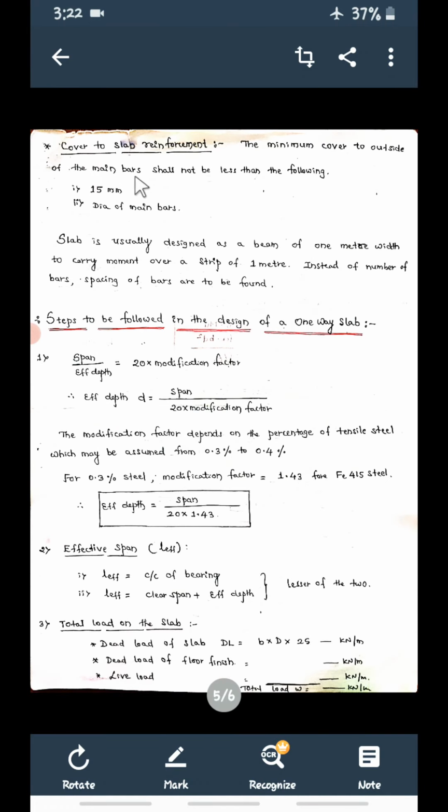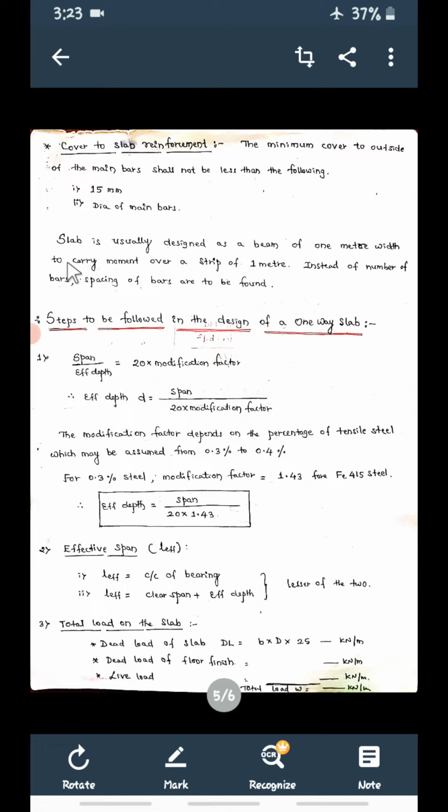Then cover to the reinforcement, slab reinforcement. In beams we took around 20-25 mm cover, but since the slab is less stiff, a lesser cover will be assumed. Normally we assume 15 mm. So the cover for the reinforcement in slab will be 15 mm, or up to a maximum of 20 mm. 15 or 20 mm will be the cover to the reinforcement.